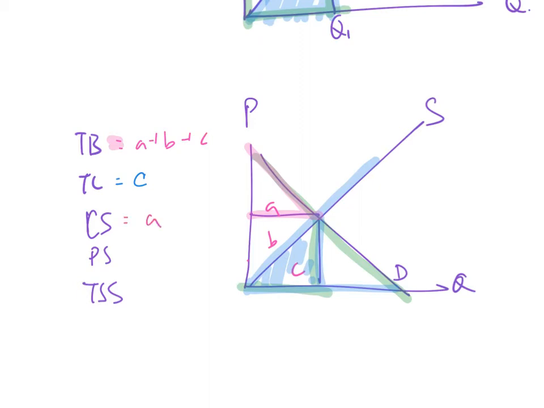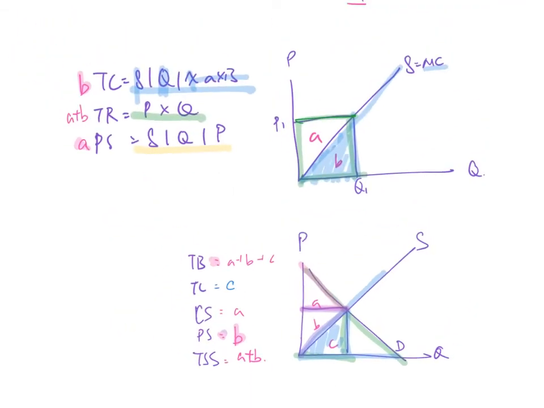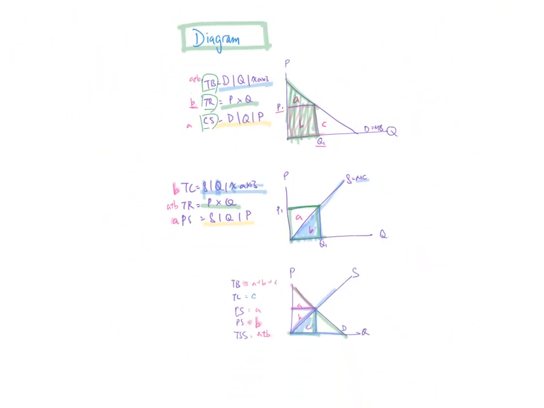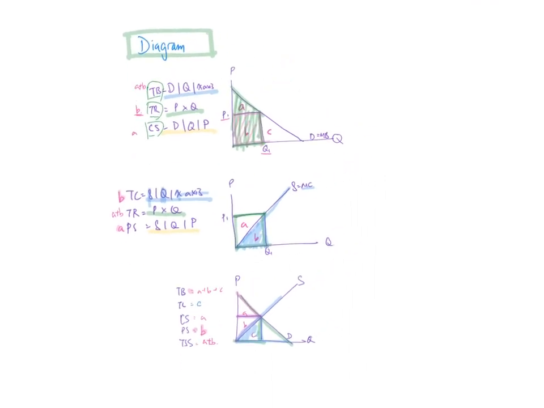And for the producer surplus, it is about the price and the supply curve, so it is equal to area B. Then total social surplus is the sum of CS and PS, or in the diagram, the area between Q, D, and S. So it is A plus B. Here we know that these notes can help you find the producer surplus, consumer surplus, and the total social surplus.